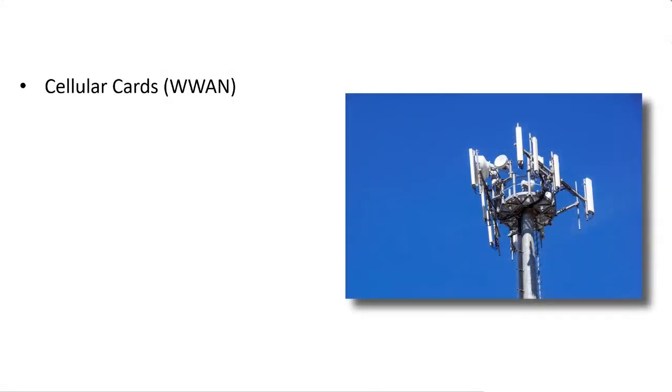We'll begin with communications, starting with cellular cards, better known as wireless WAN cards, or WWAN. Some laptops and other mobile devices come with cellular access built in. Others might need it as an add-on. In order to connect to 3G, 4G, LTE, 5G, and other networks, a laptop would need to either have an internal device or an external device.